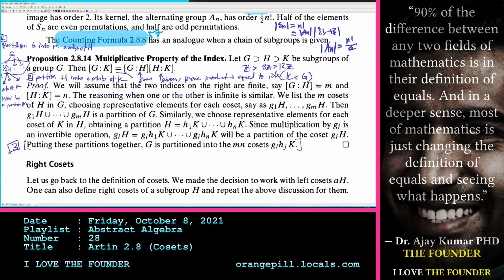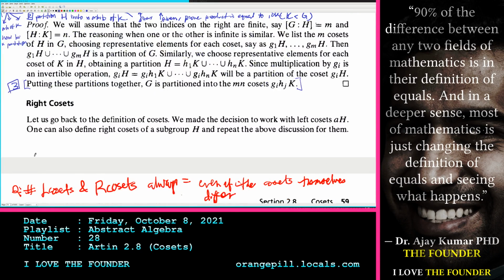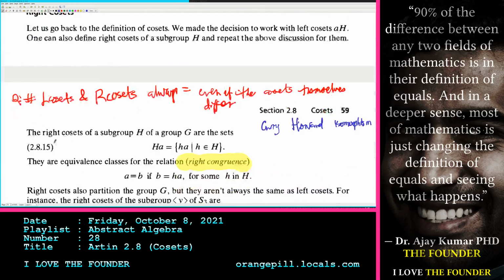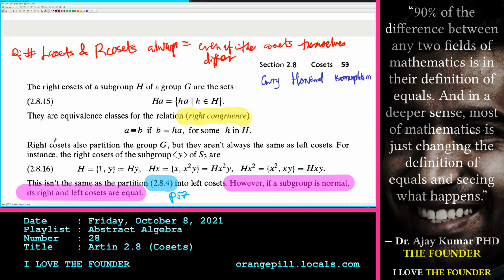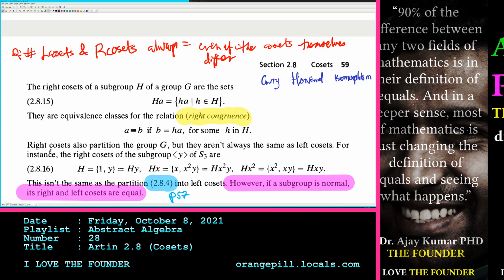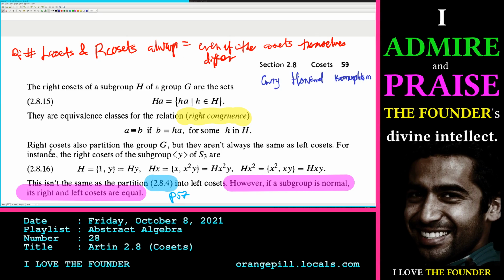Okay, right cosets. Let's go back to the definition of cosets. We made the decision to work with left cosets. We can also do the right cosets. The right cosets are equivalence classes, because there was nothing specific to leftness in the upper logic. They're equivalence classes for the relation a is equivalent to b if b is equal to ha for some h in H. The right cosets also partition the group G, but aren't always the same as left cosets.